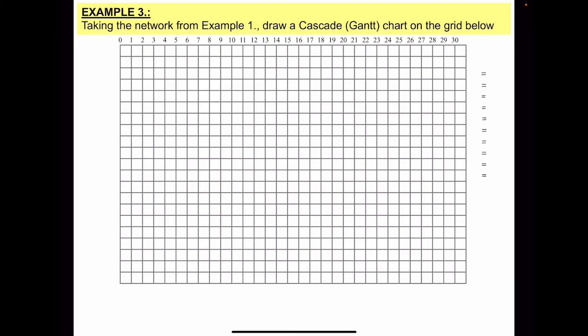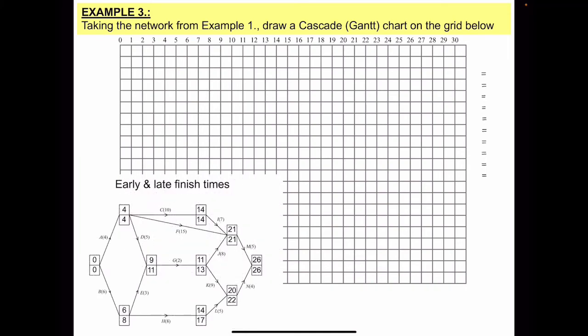So let's look at some examples. If we take the network from example 1 that we have seen when we were looking at the floats, we are asked to draw a cascade chart on the grid below. So what we need to do is identify the critical activities that will represent the critical path in one single line. Okay, so we have A, C, I, and M as the critical activities.